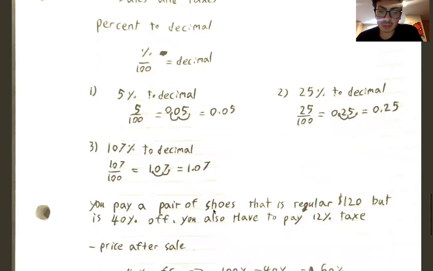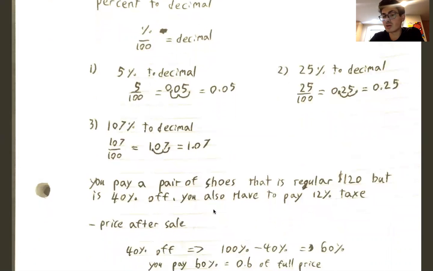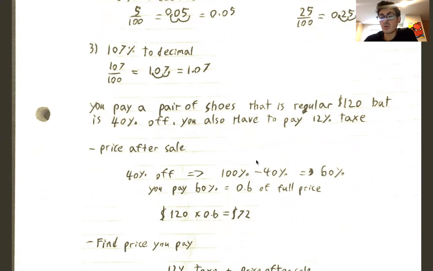So let's look at an example of this. Let's say you're going to buy a pair of shoes, and regular they're $120, but they're 40% off. But then you also have to pay a 12% tax on the price you pay after the sale. So let's figure out first the price after the sale. If we have 40% off, we can do the 100% that we would have paid minus the 40% we saved, giving us 60%. And that's how much we have to pay.